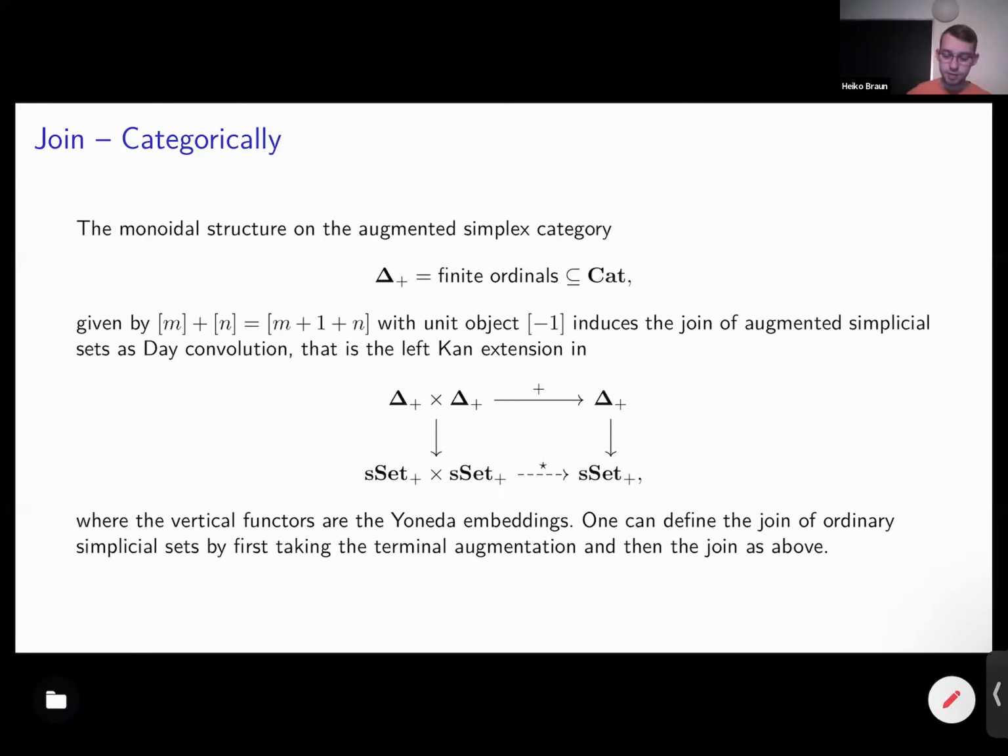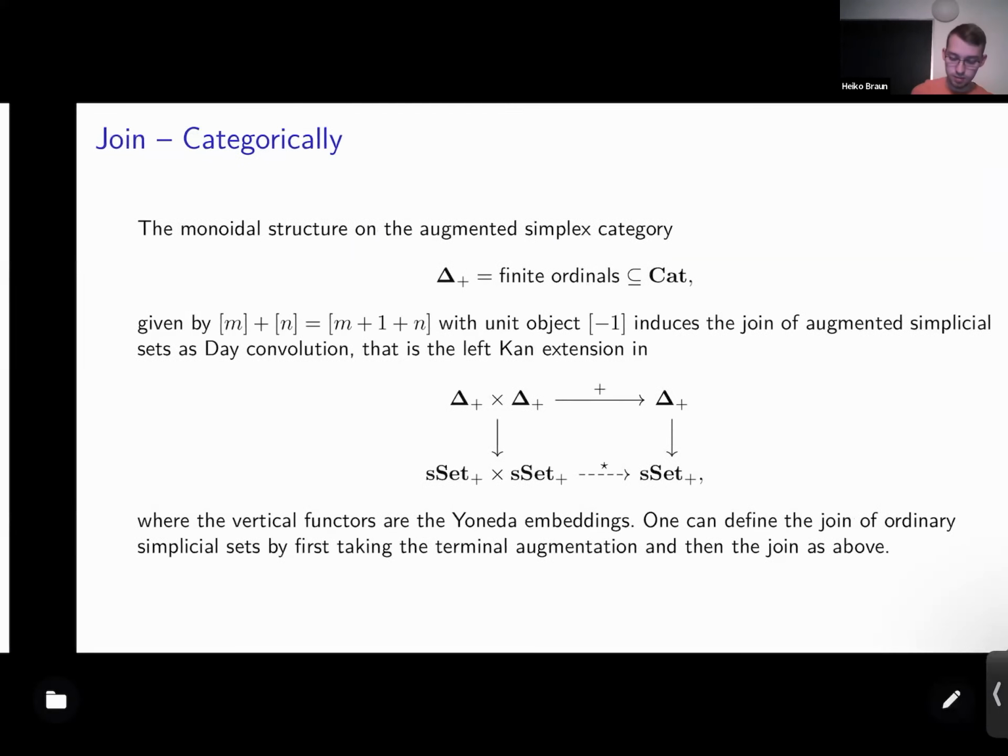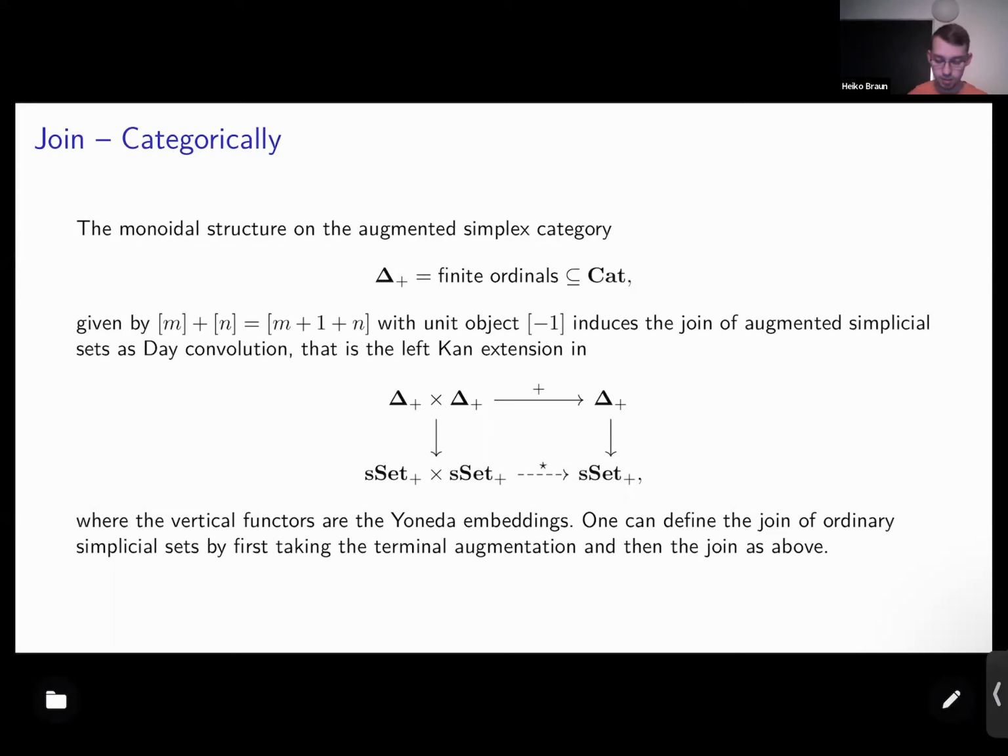Okay, and when we have this, then we can define the join categorically first. Don't worry, there will be an explicit construction later, but first the general procedure which one could always use in such a situation. You just take the left Kan extension in this diagram, which means here we have the Yoneda embeddings here and there, and then you take the somehow initial extension of this guy. And this is the join for augmented simplicial sets.